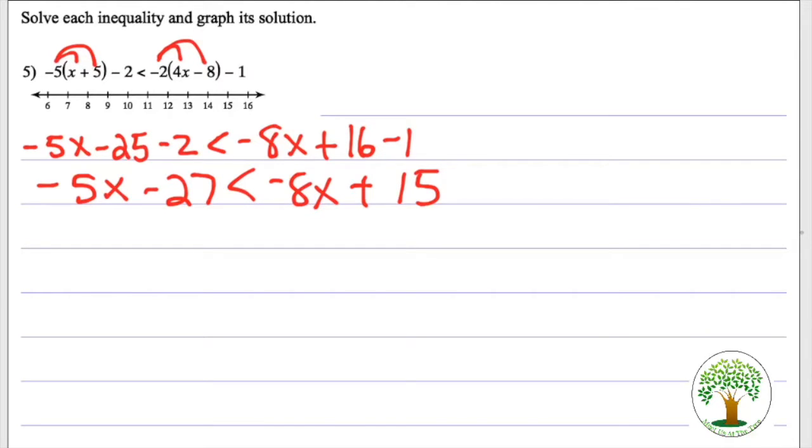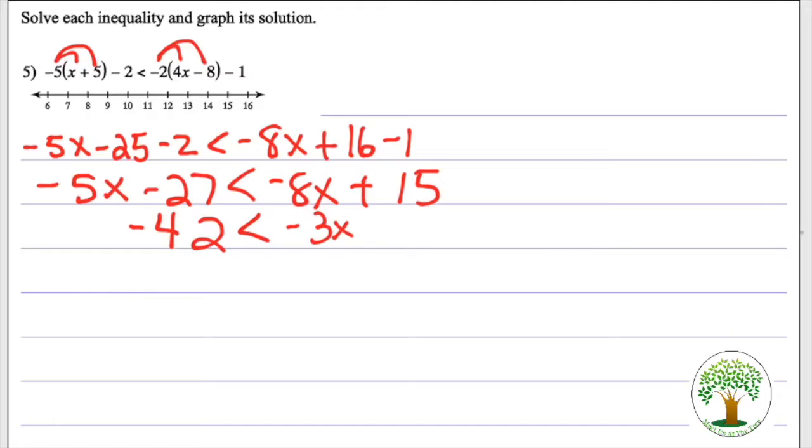All right, I'm going to move this over there and this over there. To bring that over, that's going to be adding the 5x to the other side, and adding the 5x to the 8x makes negative 3x. Bringing that over there, we're going to subtract the 15, and we'll get negative 42.